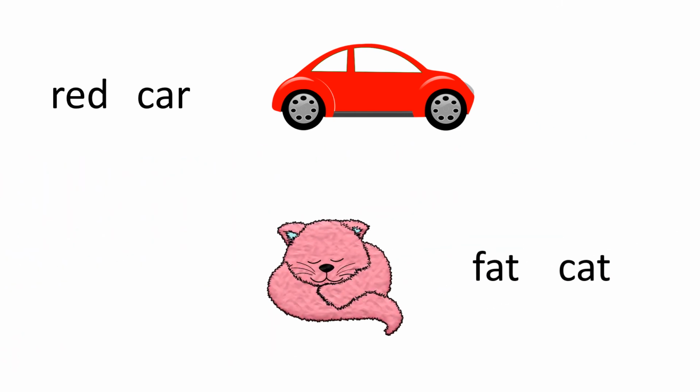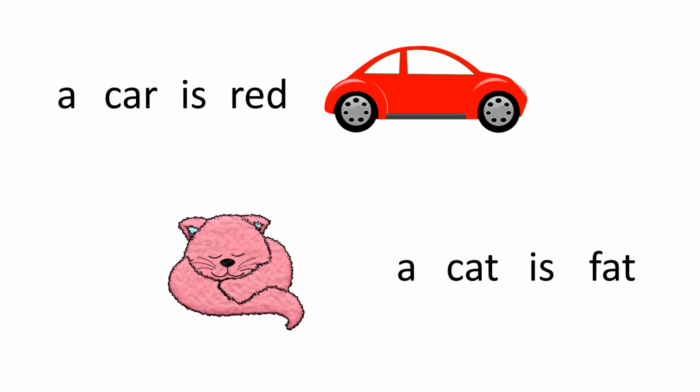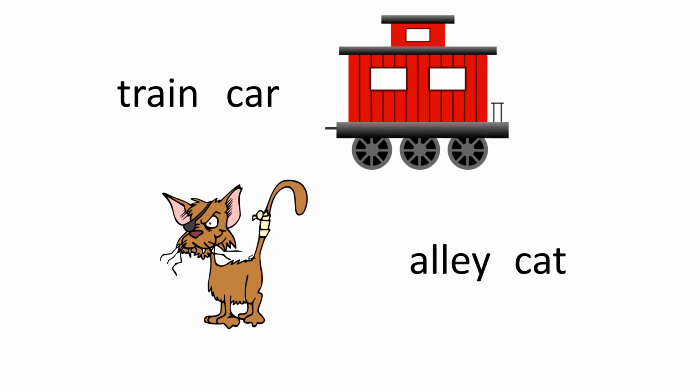Whenever an adjective is used to modify a noun, it is possible to place the noun and adjective in a sentence with is and come up with a true sentence. So from the phrase a red car, we can say a car is red. And from a fat cat, we can say a cat is fat. In English, we can also modify a noun by placing another noun directly in front of it.